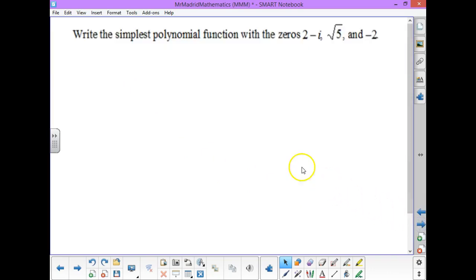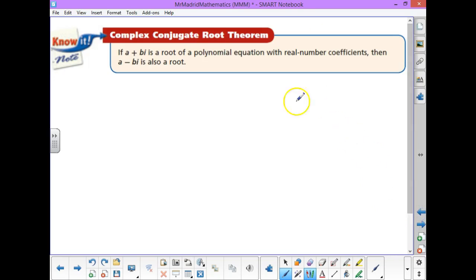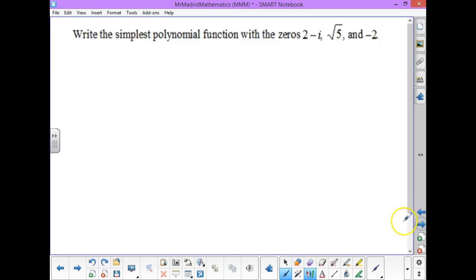Very powerful. So write the simplest polynomial function with the following zeros. Here you have 2 minus i. Let's take a look at what was stated here. If a plus bi is a root, then a minus bi is a root. So in reverse order, if a minus bi is a root, then a plus bi is a root. So let's jot that down. Here we have 2 minus i is a root. So that theorem guarantees us that 2 plus i is a root.